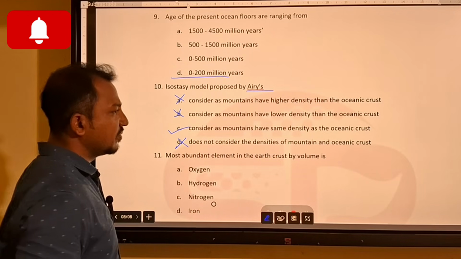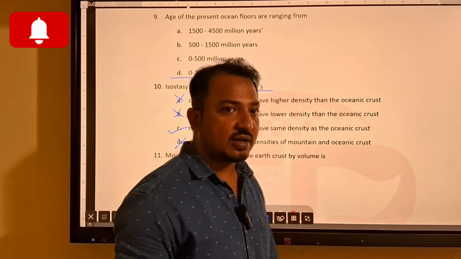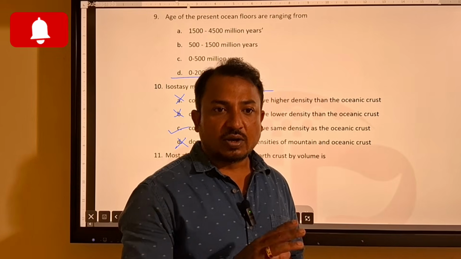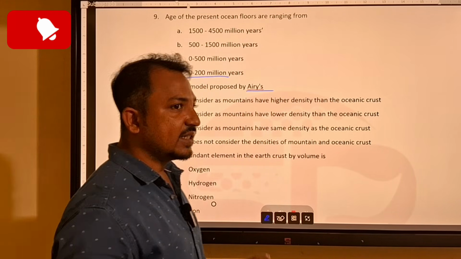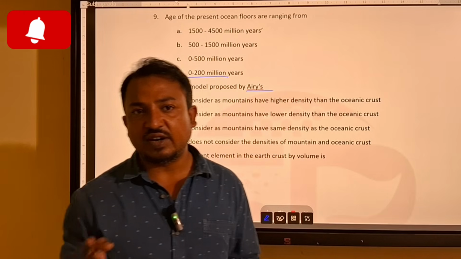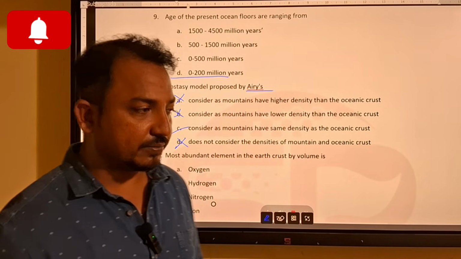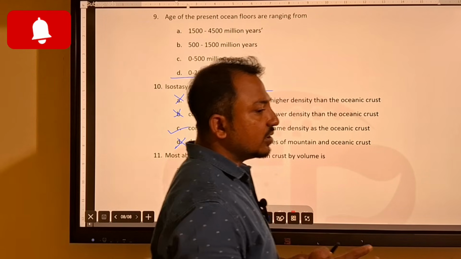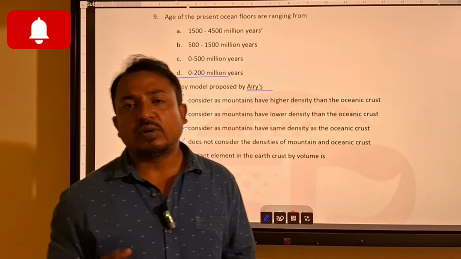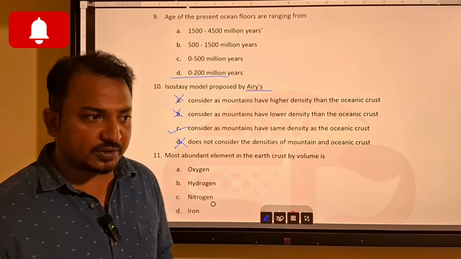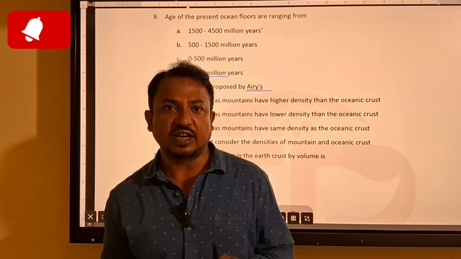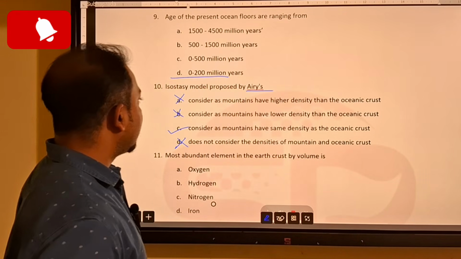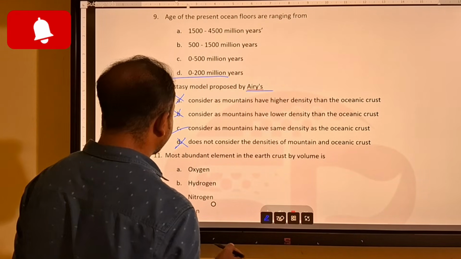It is incorrect because according to Airy's hypothesis, the continental crust, or the crustal parts, have the same density. In the case of Pratt's hypothesis, you will find different densities at different parts. So that means in Pratt's hypothesis, density varies between different parts of the crust. Also the thickness varies. But in the case of Airy, it is the same.